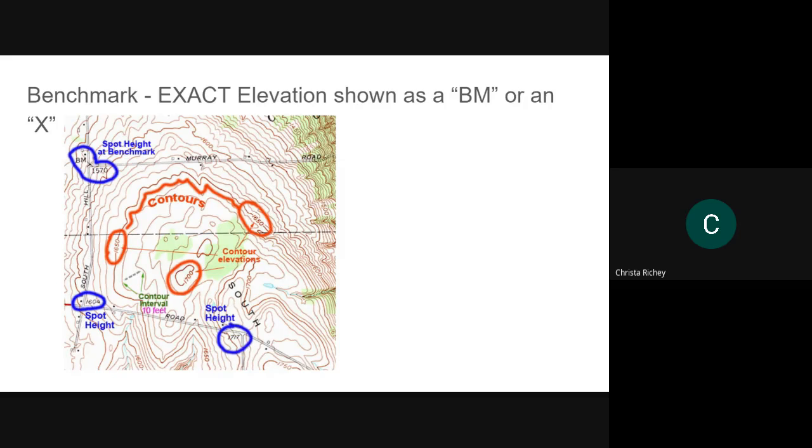You don't have to calculate the range on a benchmark. It tells you the exact elevation. However, for the maximum elevation of a hill or the minimum elevation of a depression, you should be able to give me a range depending on what the interval is for your contour line.